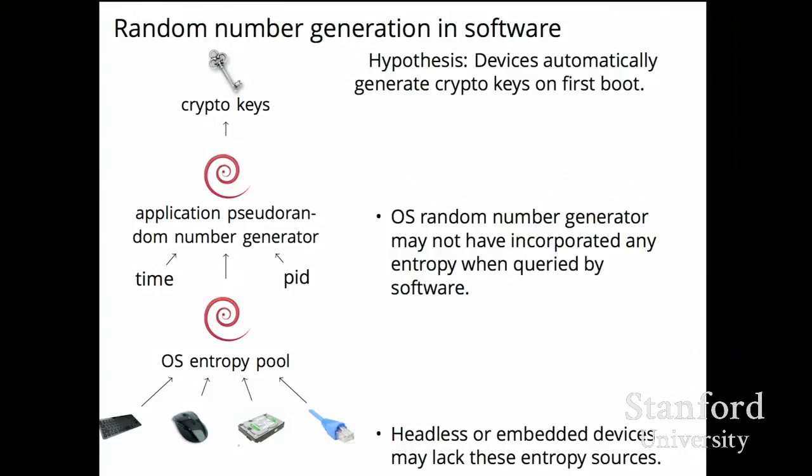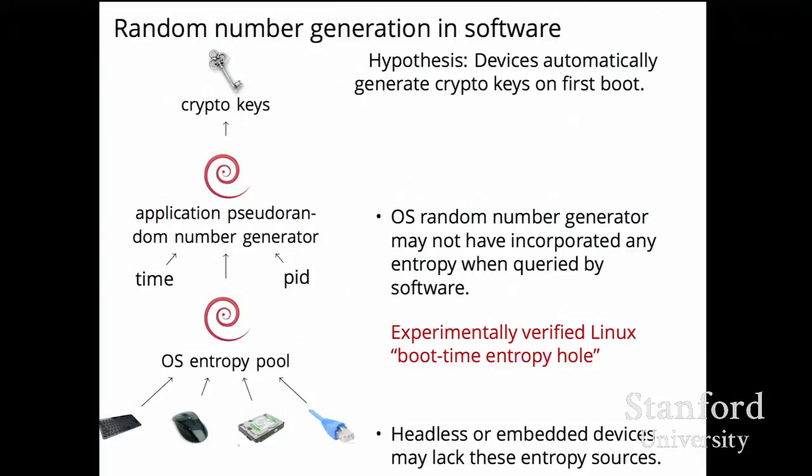Second, when the application decides to query for random numbers from the operating system, even if the operating system had access to entropy, it might not have actually incorporated it into its entropy pool at the time when it was queried by the application. And this was actually a vulnerability in Linux that we experimentally verified, that there was essentially a boot time entropy hole. So if you started up your Linux distribution, it would wait until it had a certain amount of entropy in order to mix that into the main pool for output.